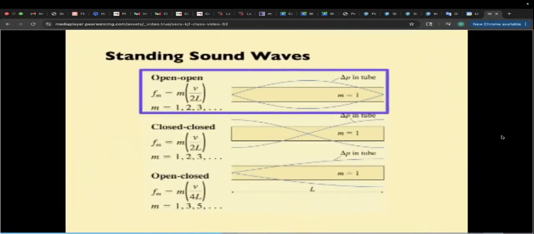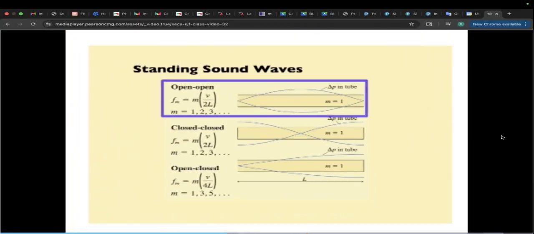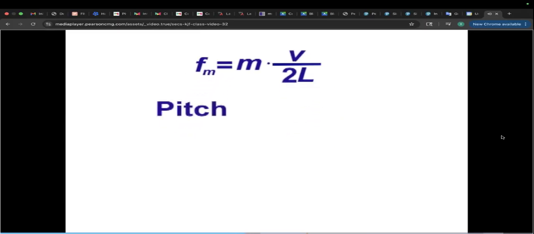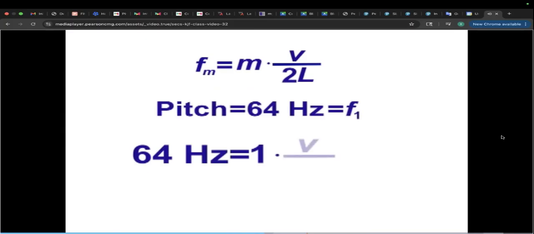We say, oh, it's an open tube. And the frequencies are this: Fm is equal to m times v divided by 2L. Then we say, oh, how do I know which harmonic I want to use? The pitch, if I say it's 64 hertz, that means it's the fundamental. That means it's F1. F1 is 64 hertz. And so that's equal to 1 times v over 2L.